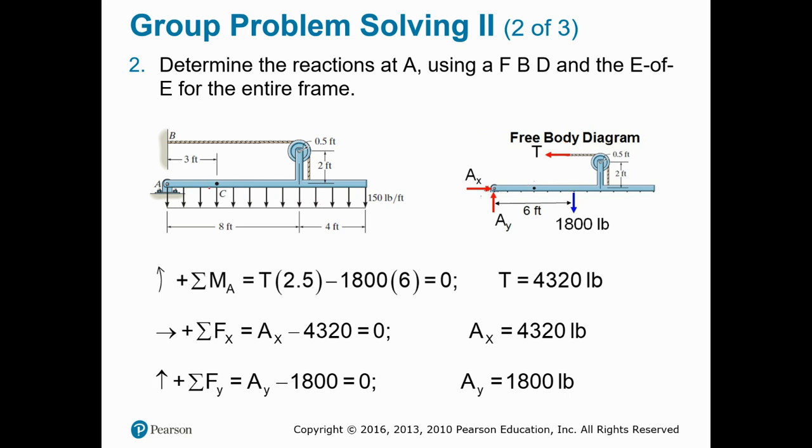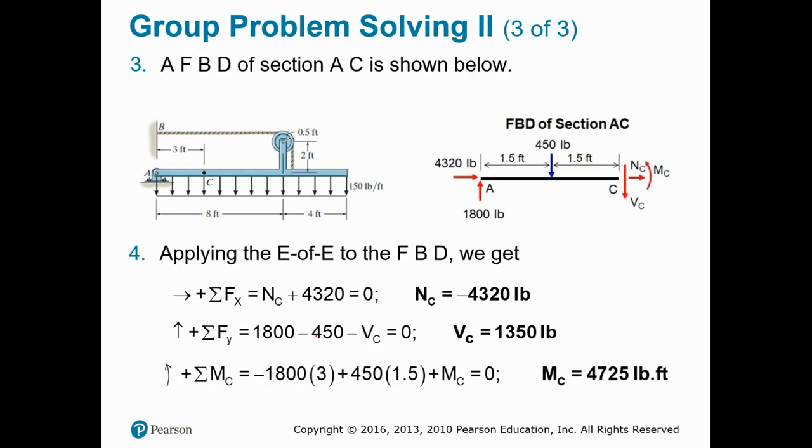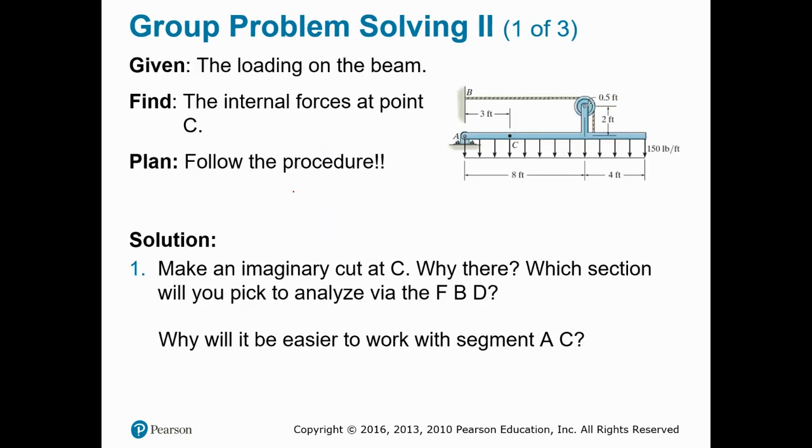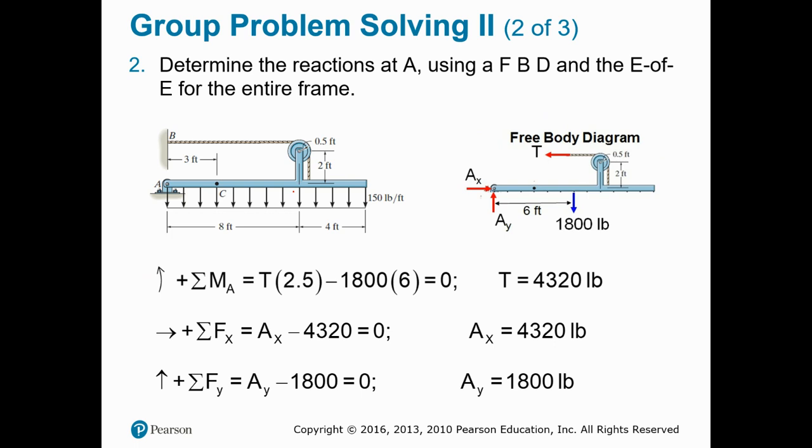Okay. And then at point A, we know it's a pin support. It's a reaction force. You have AX and AY. We do our sigma moment about point A to help us solve the tension of this cable. And then sigma Fx equal to 0 solves for AX, and sigma Fy equal to 0 helps us solve for AY. And then since we're interested at point C, we are going to do our imaginary cut at C. Now notice that we replace the distributed load for the entire beam at the bottom with 1,800 pounds.